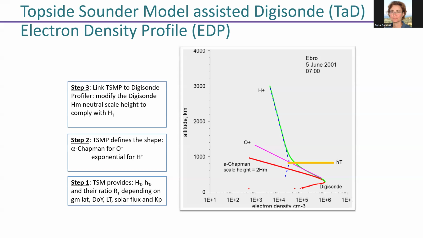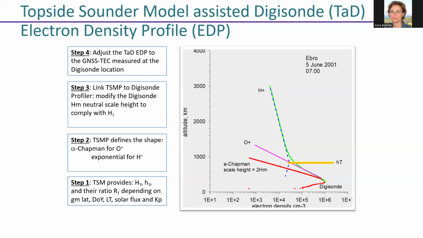The third step is to link the profile to the Digisonde profiler. So based on the data that we get from the Digisonde at the height of the peak density, we modified the Digisonde neutral scale height to comply with the scale height of the topside ionosphere. Finally, the fourth step is to adjust the electron density profile to the measured GNSS TEC parameter at the Digisonde location.